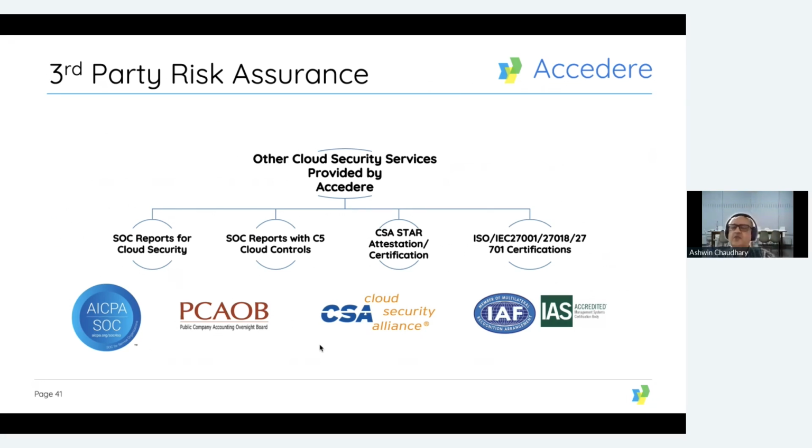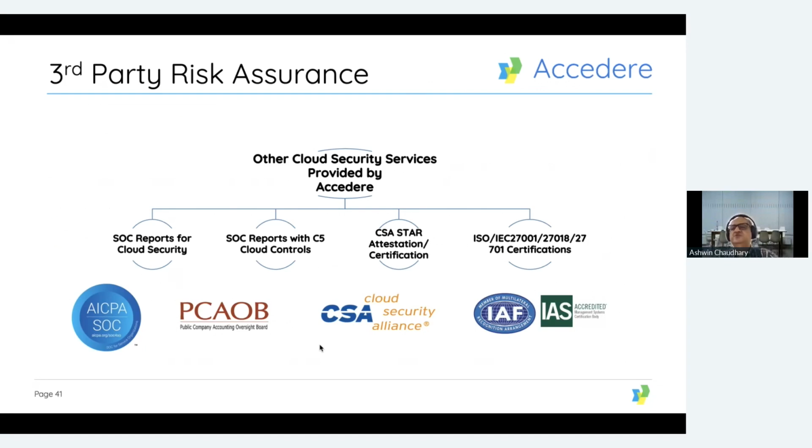Besides the cloud supply chain assessments, we also do the traditional cloud services assurance programs such as SOC 1, SOC 2, and SOC for cloud security, with the C5, which is the German standard, or the Cloud Security Alliance's CSA Star program for level 2 and the level 1.5 pilot, which we have also been doing for some of the organizations.